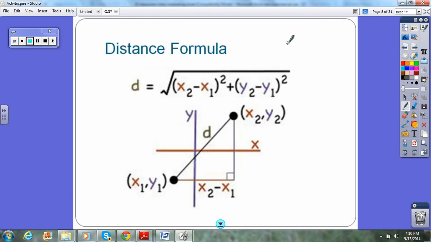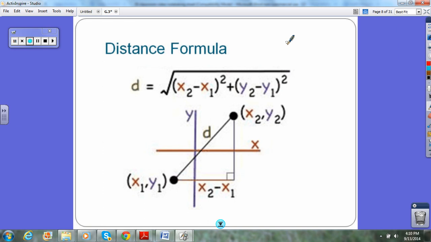Now we have our distance formula. So our distance formula, you can see, is the square root of x2 minus x1 squared plus y2 minus y1 squared. If we look at this picture, we see down here our 2 points, and we want to find the distance between them. The shortest distance between 2 points is going to be a straight line.